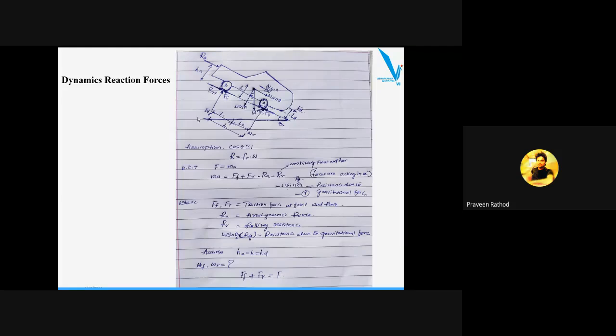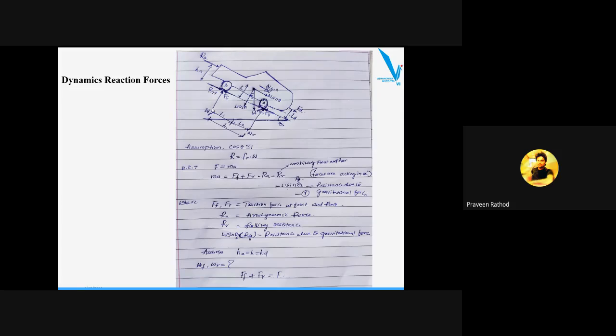Two reaction forces are acting: WF, the reaction force acting at the front tire, and WR, the reaction force acting at the rear tire. Our main aim is to find out WF for the front tire and WR for the rear tire.